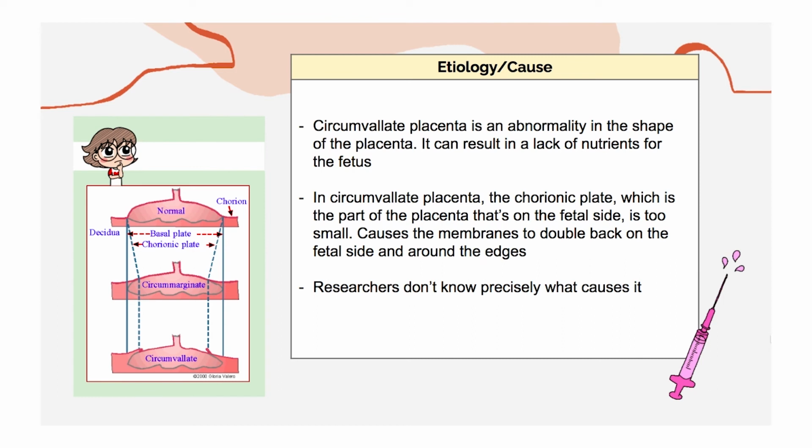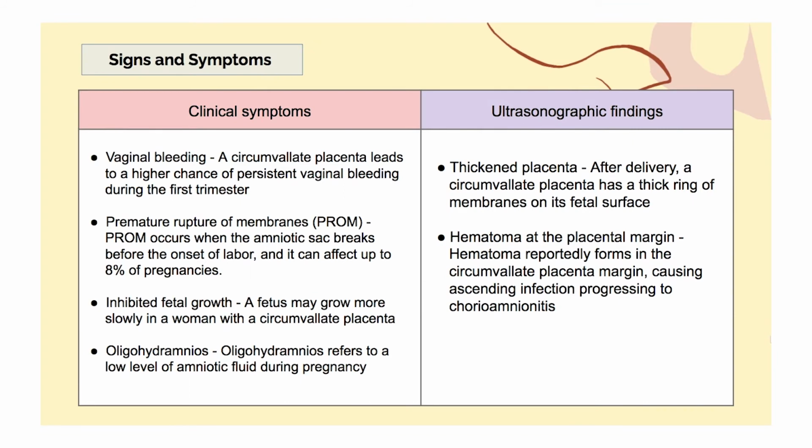However, diagnosis during pregnancy can be difficult, and the condition is often not detected until the placenta is examined following delivery. Circumvallate placenta is a variation of placenta development. It is said that researchers don't know precisely what causes circumvallate placenta. For the signs and symptoms, clinical symptoms, vaginal bleeding. A circumvallate placenta leads to a higher chance of persistent vaginal bleeding during the first trimester.